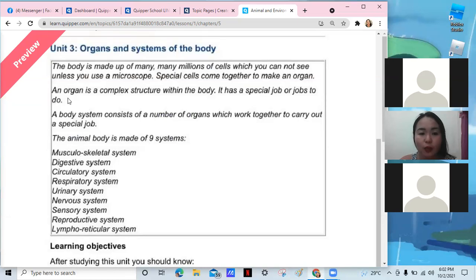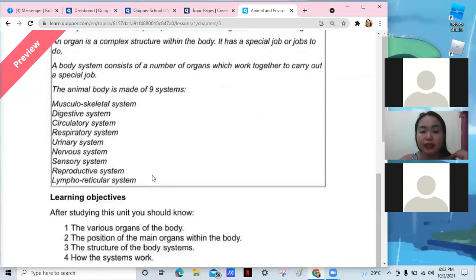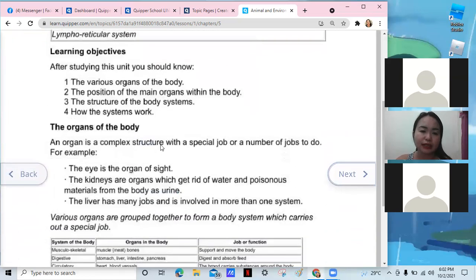These organs are a combination of complex structures which have a special job, just like humans. They consist of a lot of organs that work together, without which the animal body cannot function very well. They have 9 systems: the musculoskeletal system, digestive, circulatory, respiratory, urinary, nervous, sensory, reproductive, and lymph-reticular, which are almost the same as in humans.